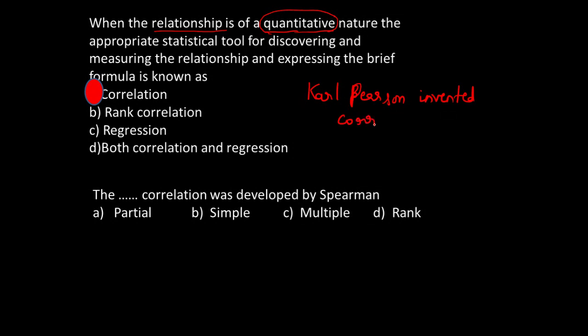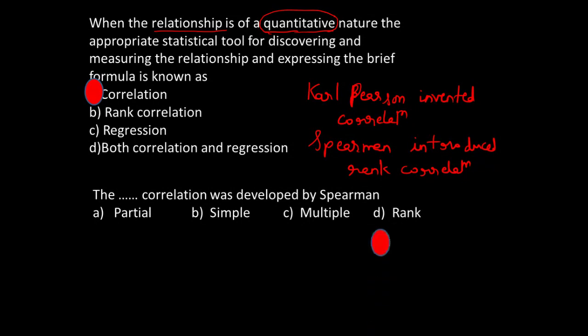Correlation. Simple quantitative correlation, right? Whereas Spearman introduced the qualitative nature of relationship, right? That is what we call a rank correlation. So this particular question can be answered if you know these two things. So your answer is rank correlation.